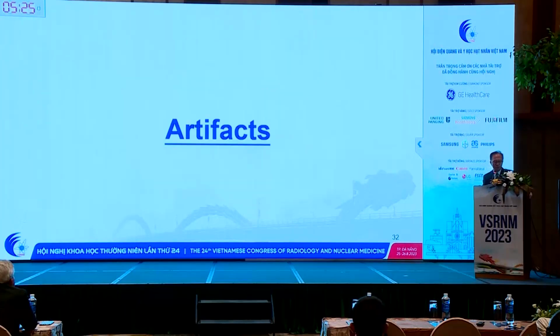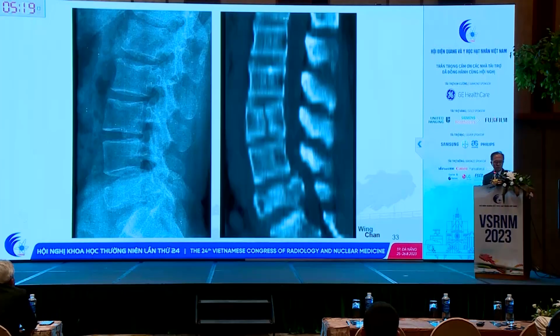Okay, so the third one is regarding artifacts. Now, as we know, the 2D image is for diagnosis. The reformatted image is never used for diagnosis, just for eye-catching. It is just for explanation to the patient, and for easier communication with the surgeon, something like that. Usually we diagnose based on the 2D raw data image.